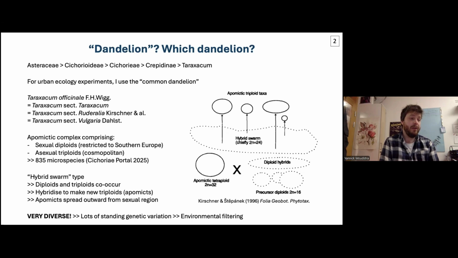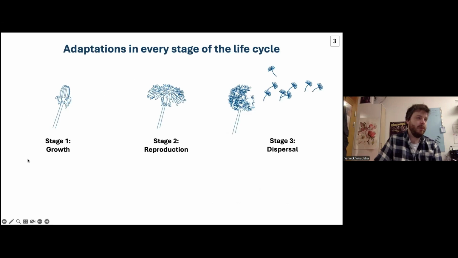But it also means that there's a lot of diversity, which is ideal for doing environmental filtering with heavy selection pressures. And perhaps one of the strongest selection pressures that we can think of is urbanization.